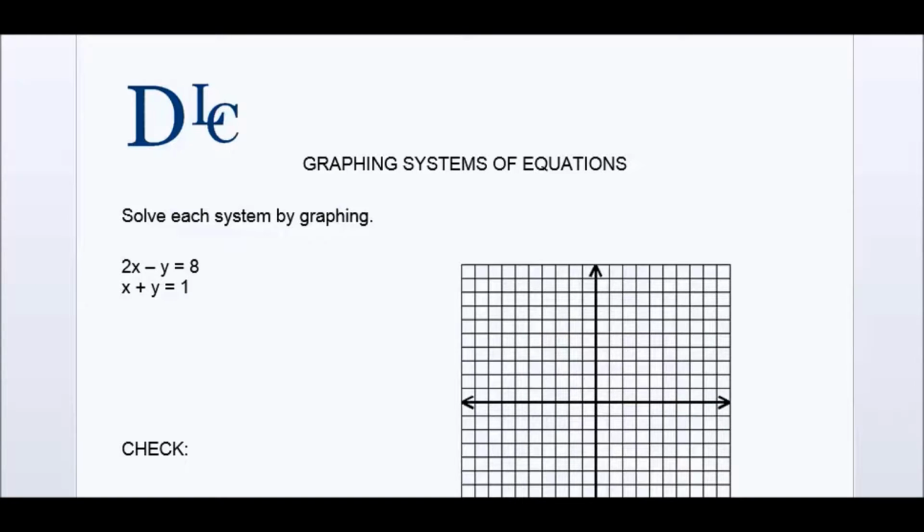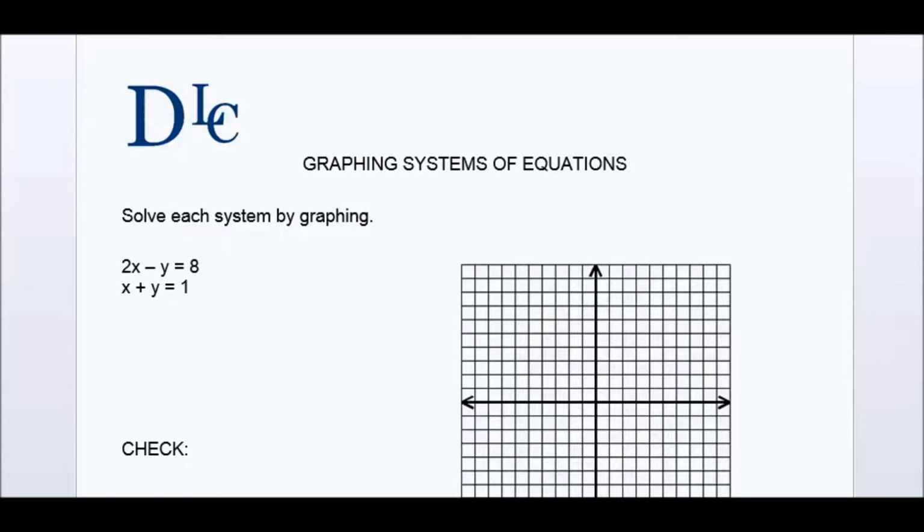Okay, so what we're going to do today is solve a system of equations by graphing. The first thing we have to do is solve both equations for y. We have to have both equations in slope-intercept form, which is y equals mx plus b format. Okay, so let's go ahead and start.